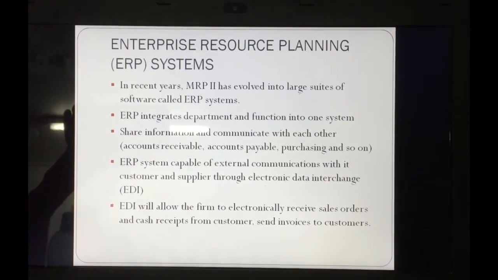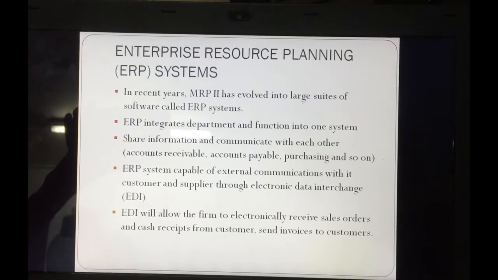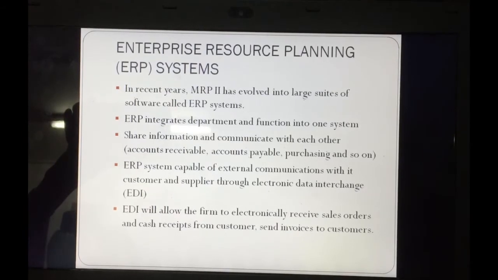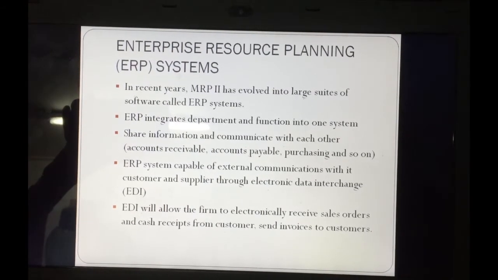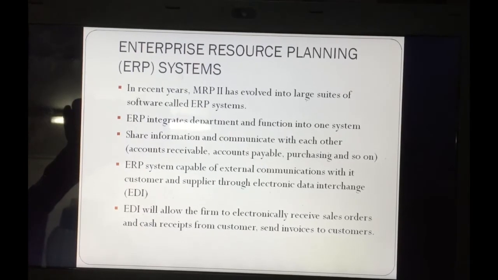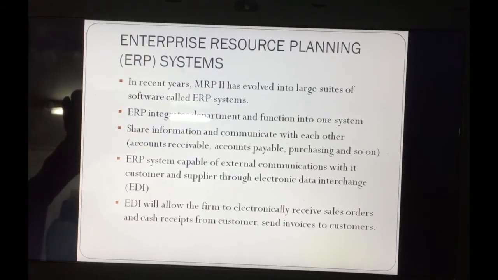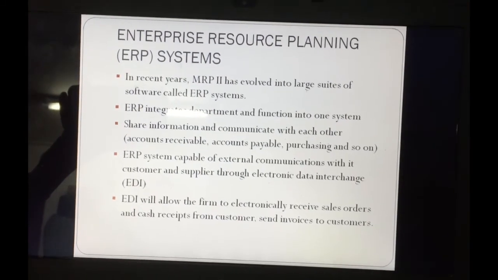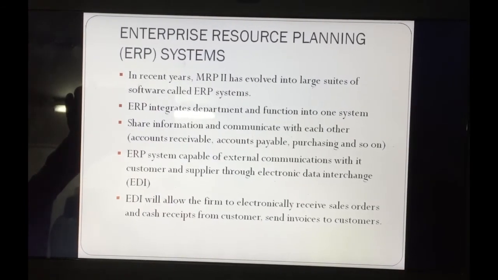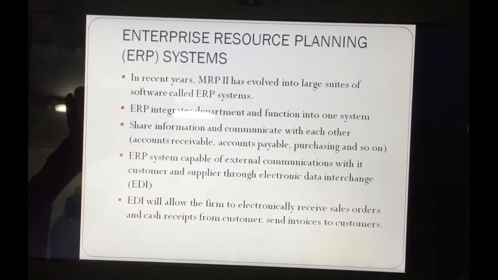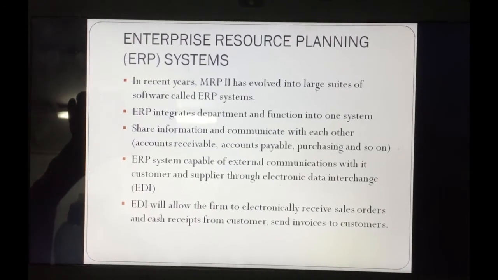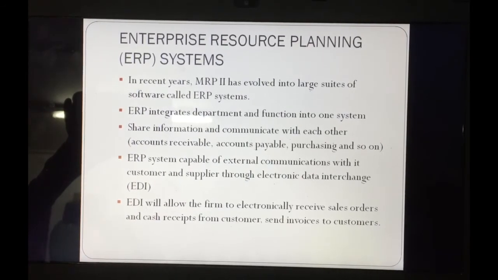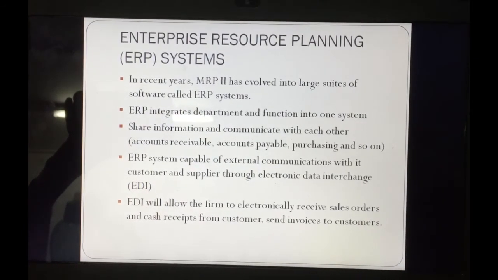A lean manufacturing company will have an ERP system that is capable of external communication with its customers and suppliers through electronic data interchange, which we call EDI. An EDI communication link via the internet or direct connection will allow the firm to electronically receive sales orders and cash receipts from customers, send invoices to customers, send purchase orders to vendors, receive invoices from vendors and pay them, as well as send and receive shipping documents. EDI is a central element of many electronic commerce systems.